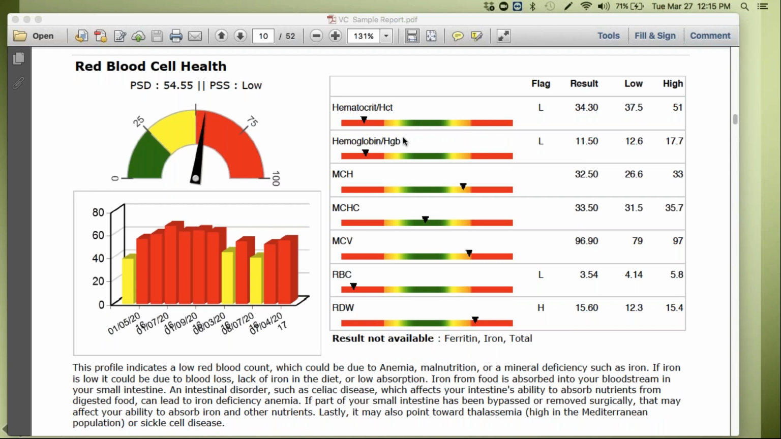Okay, so normal you run around 40% for males. So this male is low at 34. And literally, we're saying percentage by volume of all of your blood.